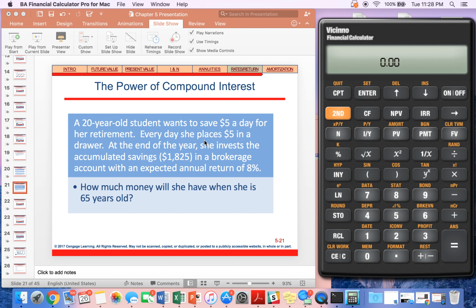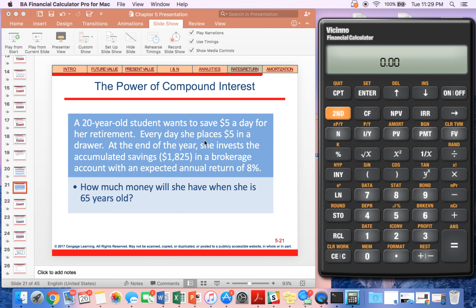So let's kind of display the power of compound interest. Why is it so important? Why do we use it in finance? So this is a great example of one of your homework questions, maybe a few of your homework questions. This one's much more detailed than the previous questions that we've been working on.